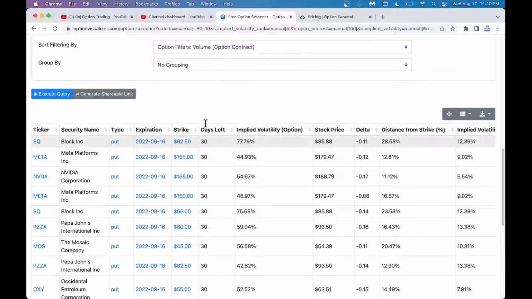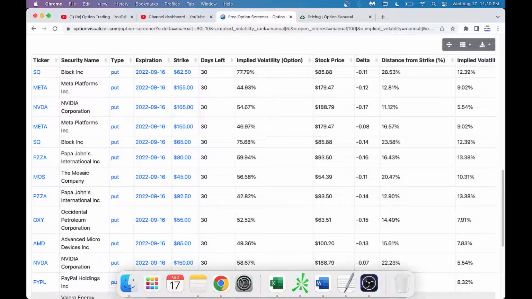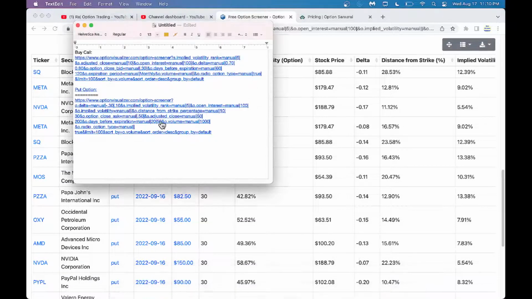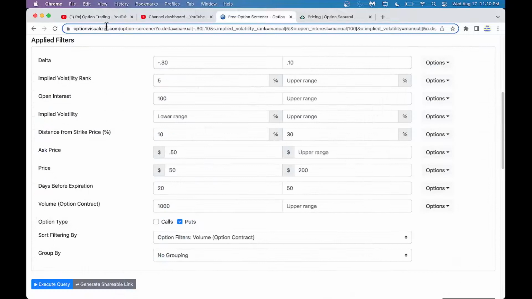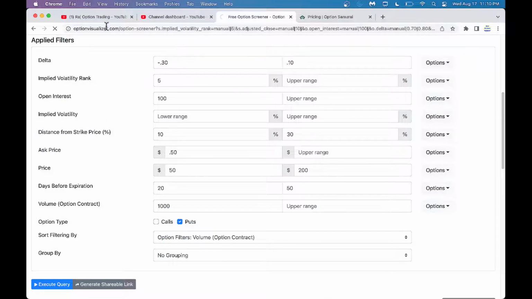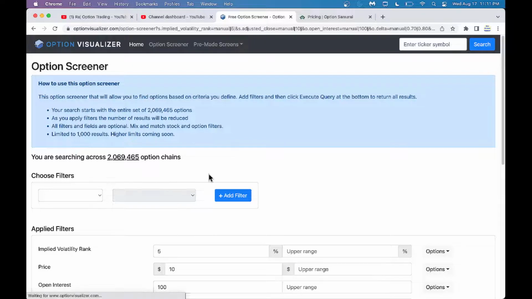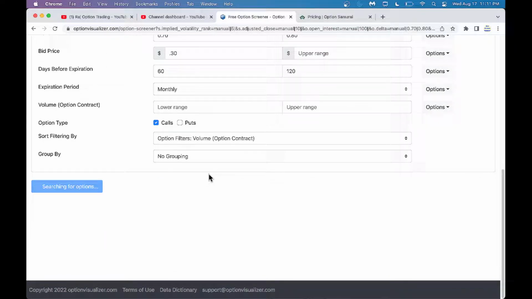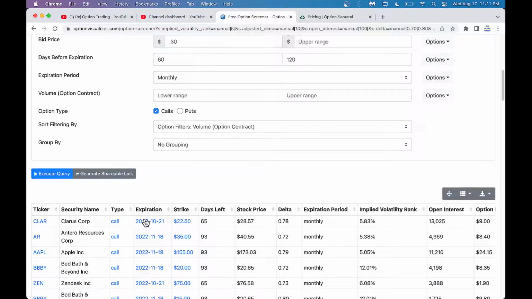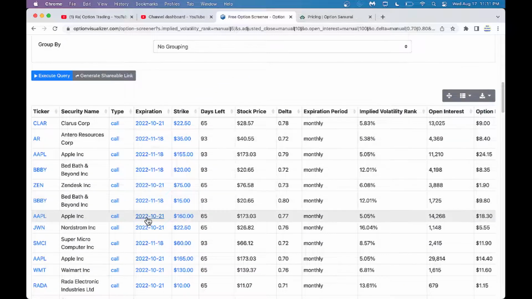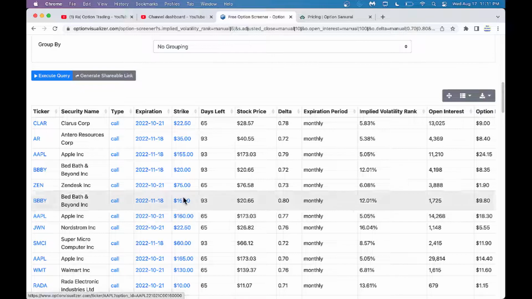And this is my put option scanner, and I can also go into my call option scanner here. Look, this is the one I looked at. We got the call option scanner. I could just copy paste this whole thing here, and that's my call option scanner. Look, we got the call option scanner coming up here. It's searching for options and doing the heavy lifting for you. Look, we got a nice list of stocks here.